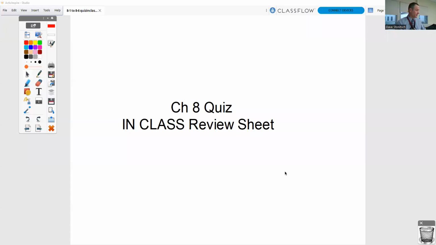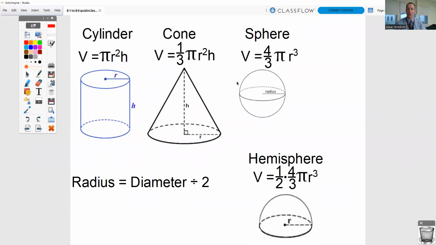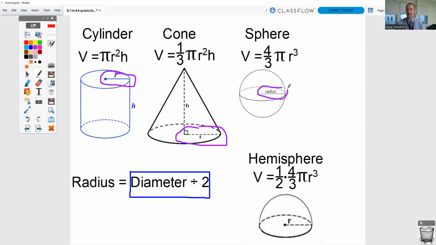This is the review for the Chapter 8 quiz. You do not have to memorize the formulas for a cylinder, a cone, or a sphere. These formulas will be given to you. However, you do have to know and memorize that anytime you're given the diameter, you have to do the diameter divided by 2 to find your radius. Remember that the radius goes halfway across the circle, and the diameter goes all the way across the circle. So anytime you're given the diameter, you have to divide it by 2 to get your radius.